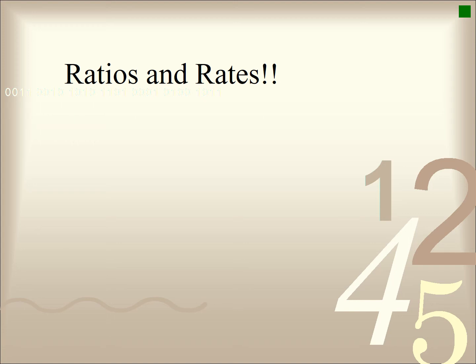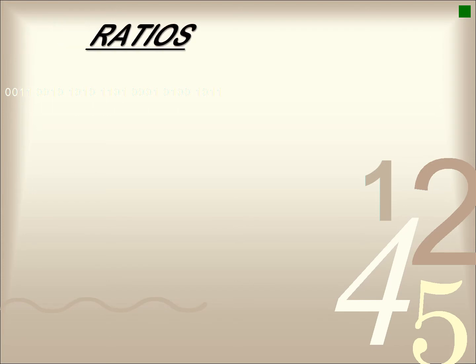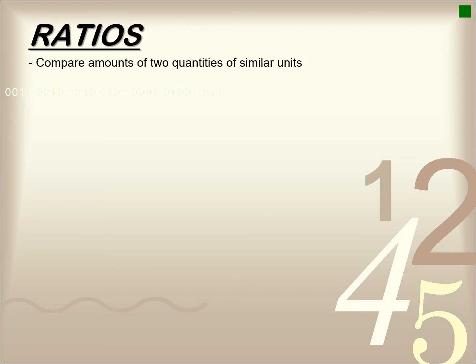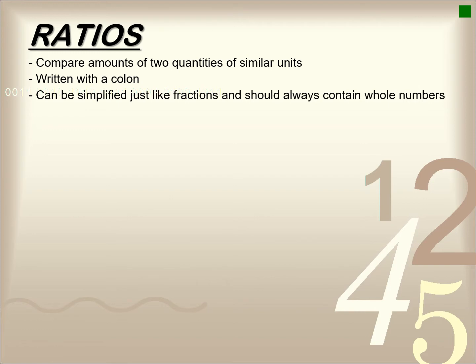Okay, so here is the last of the videos, and that is ratios and rates. Ratios allow you to compare amounts of two quantities of similar units. They're written with a colon, and they can be simplified like a fraction, but they always have to have whole numbers, so no decimals, nothing else allowed.